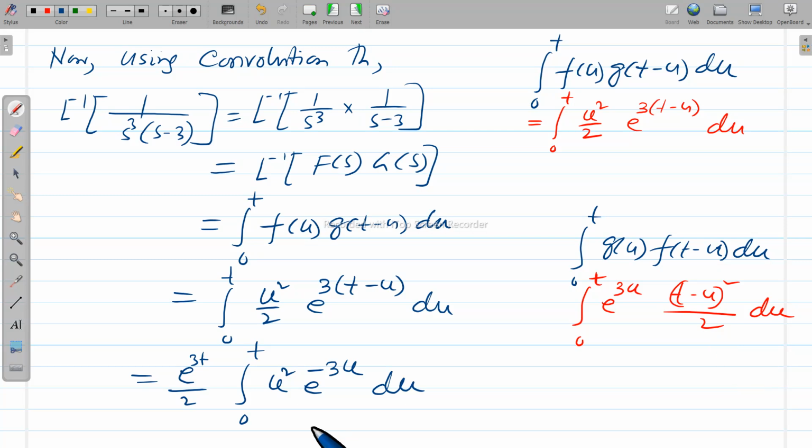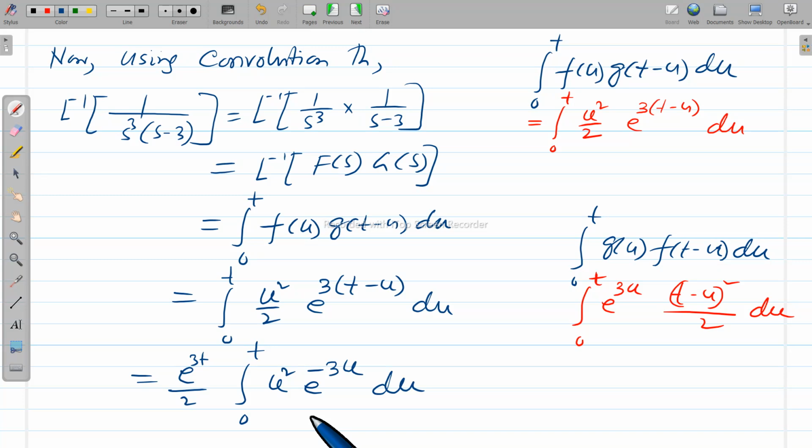Okay, so now you have this. Now how to simplify it, you already know. Anyone? Yes, you are absolutely correct. Your thinking is absolutely correct. You should solve by using the by parts technique.